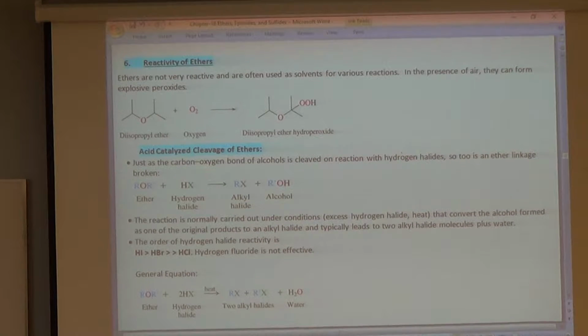It's very similar to the carbon-oxygen bond of alcohol. We know alcohol can be changed into the alkyl halide. So therefore, you can do a similar reaction with ethers. And you have this R prime, the general reaction.